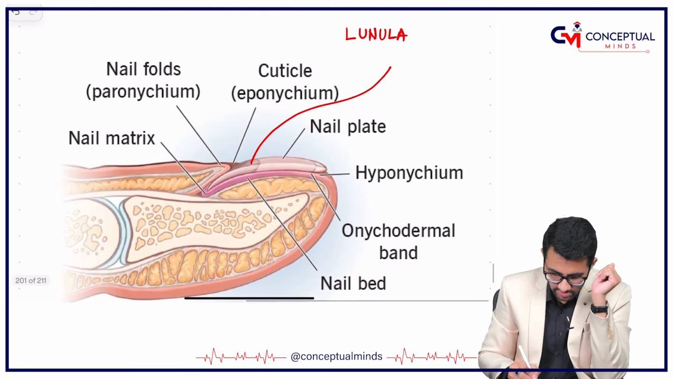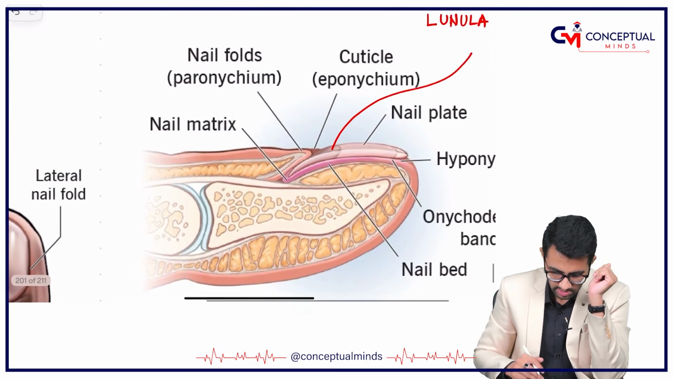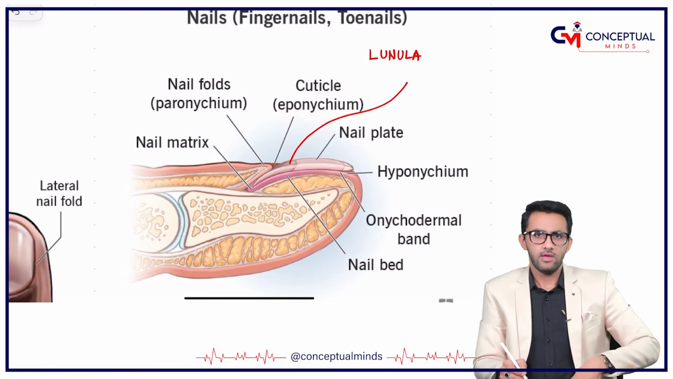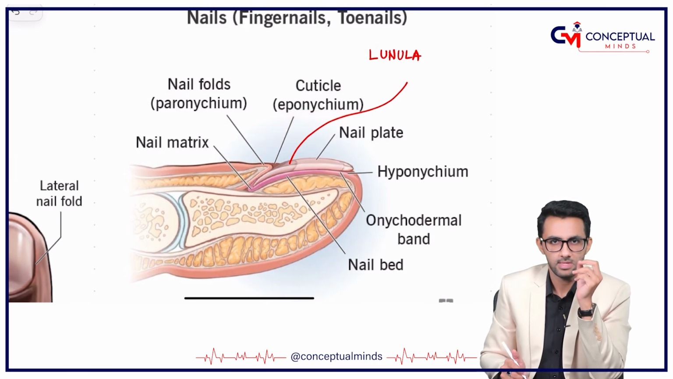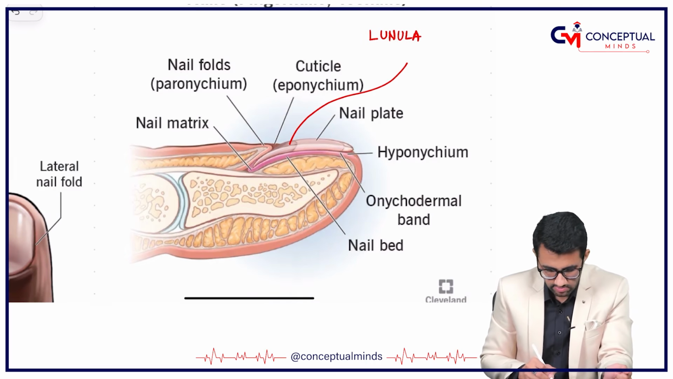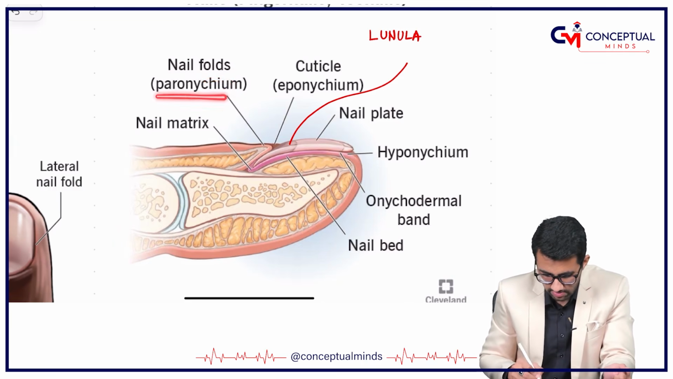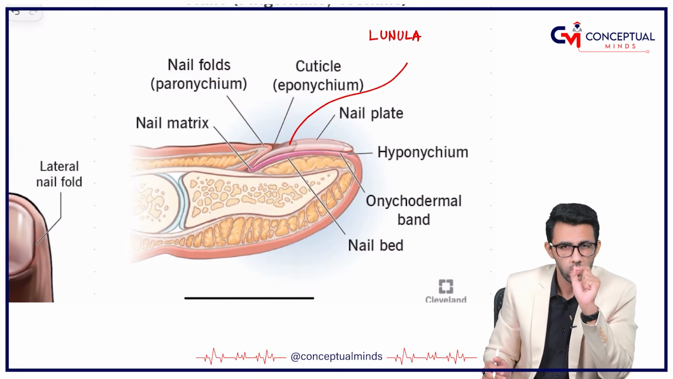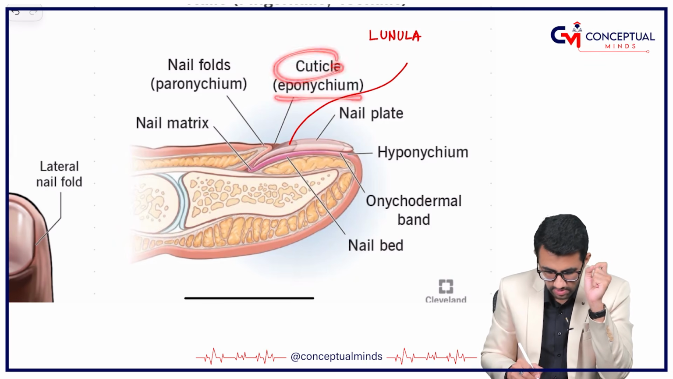Over here now we have the cuticle, which is called the eponychium. We have these three nychiums, and the infections will be the same. There are three of them: the paronychium, eponychium, and hyponychium. What's important is to know the location of each. We start with the cuticle, that is the eponychium, right here.